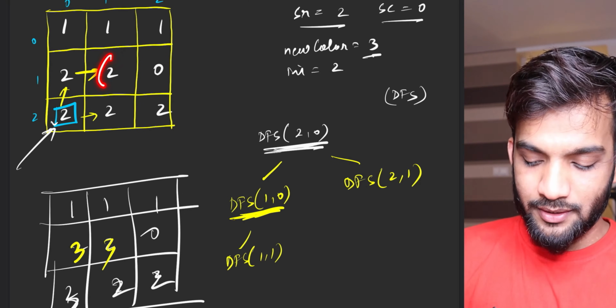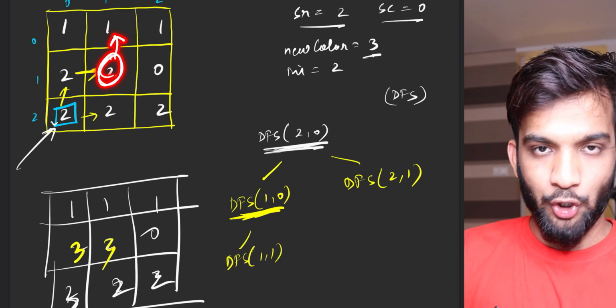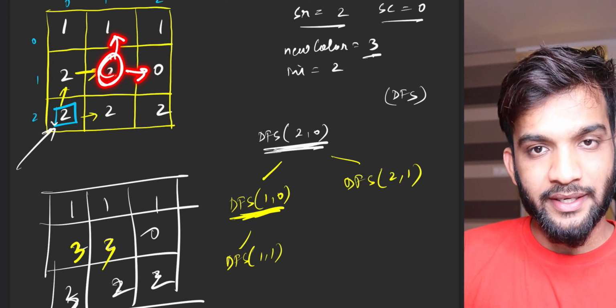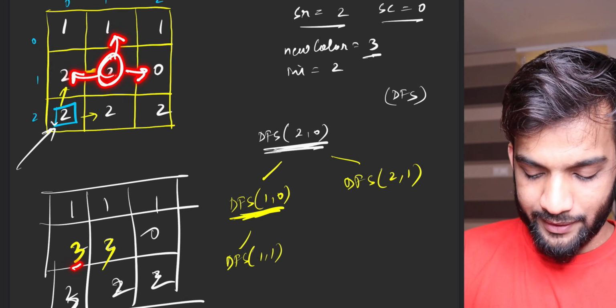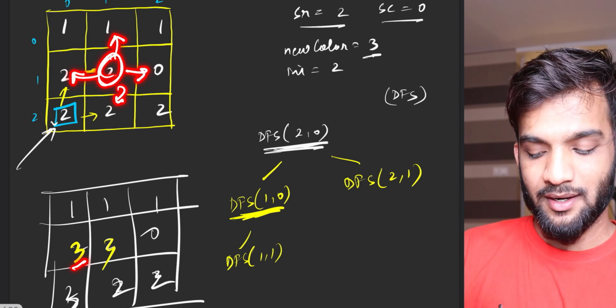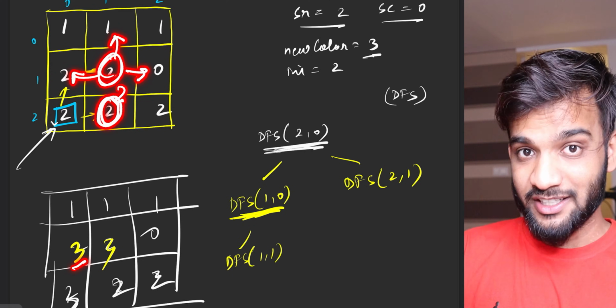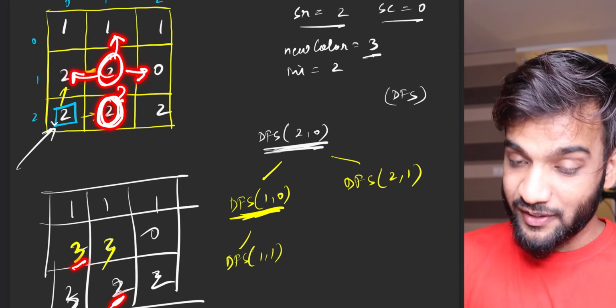Now, since it is colored, it will look for its neighbors. No, it is 1. No, it is 0. This one already visited. This one, yes, it is 2, and it has not been visited.